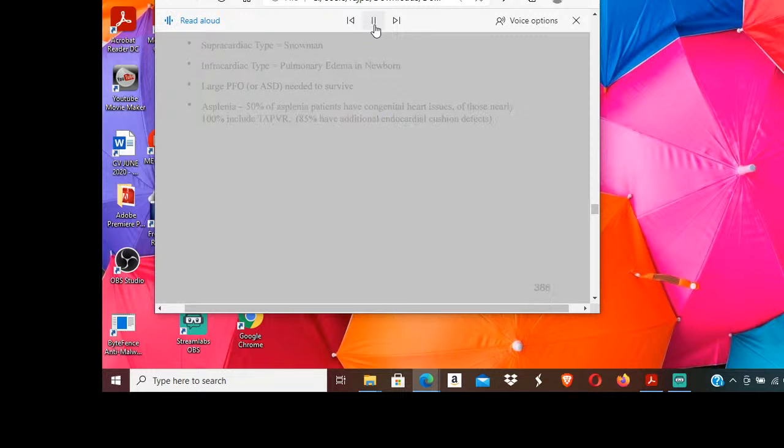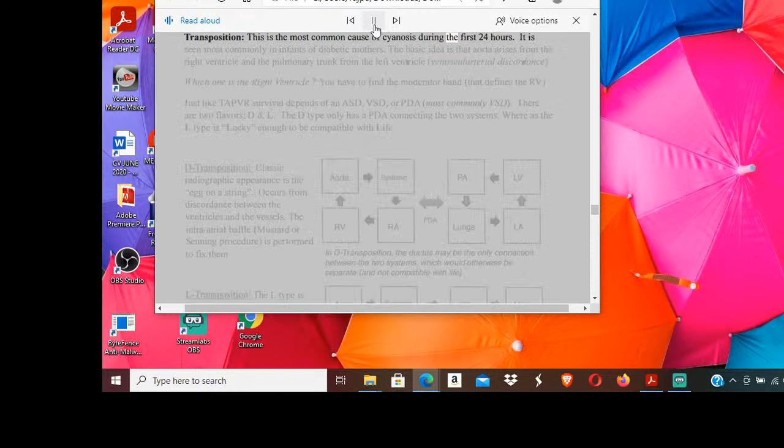386. Transposition. This is the most common cause of cyanosis during the first 24 hours. It is seen most commonly in infants of diabetic mothers. The basic idea is that the aorta arises from the right ventricle and the pulmonary trunk from the left ventricle, ventricular-arterial discordance. Which one is the right ventricle? You have to find the moderator band, that defines the RV. Just like TAPV, survival depends on an ASD, VSD, or PDA, most commonly VSD.